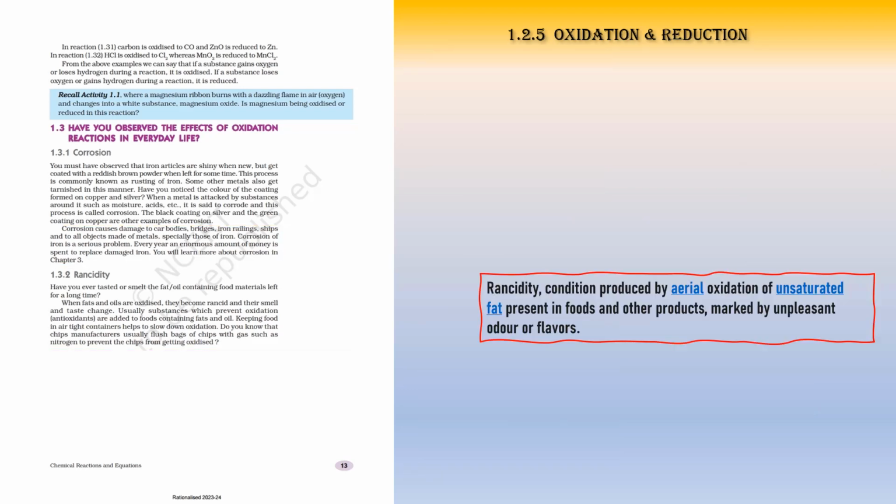Now let's talk of another problem that we come across in certain substances, especially dairy products, which is called rancidity. Rancidity is a condition which is produced by aerial oxidation, that is, the oxygen present in the atmosphere. And this oxygen especially affects fatty substances that are present in the food and other products. It leads to unpleasant odor and even degrades the flavor of substances.